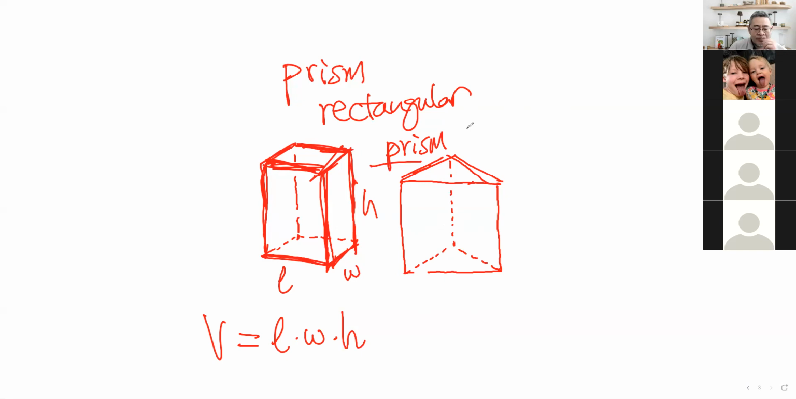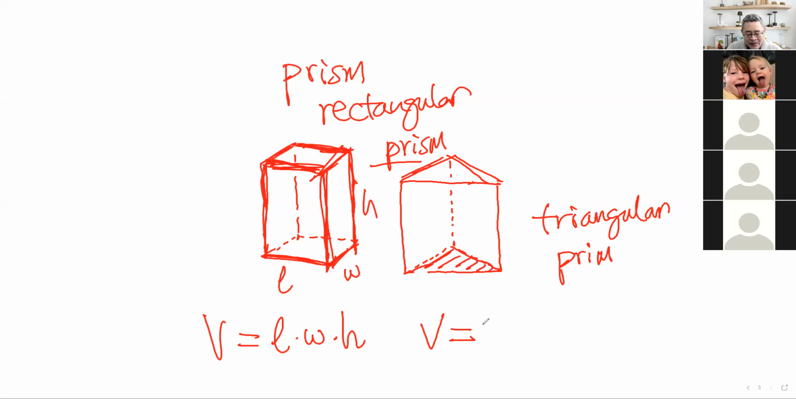Okay, so now the base is a rectangle. Oh, I'm sorry, a triangle. This is called a triangular prism. Now the volume is the base area, in this case the area of the triangle, times the height, which is similar to this one, where length times width is basically the area.